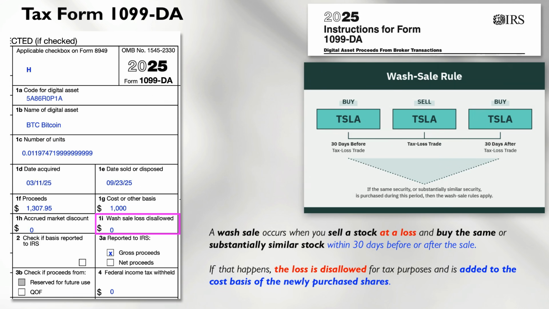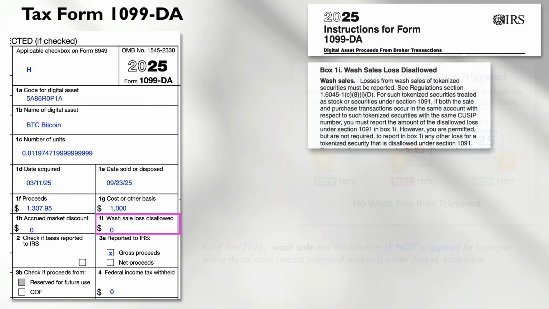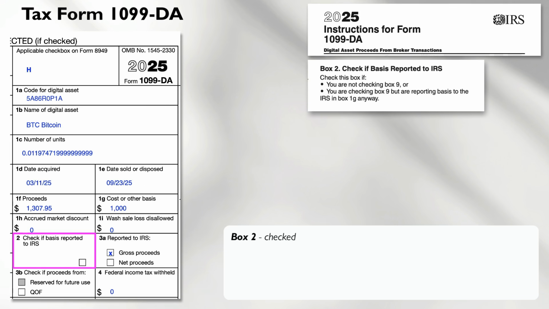A wash-sale occurs when you sell a security at a loss and repurchase the same or substantially identical security within 30 days. Under current rules, regular cryptocurrency transactions are not subject to wash-sale rules yet. That means you could sell crypto at a loss today and buy it again tomorrow without triggering a wash-sale disallowance. Box 2 is checked if the broker reported your cost basis to the IRS.